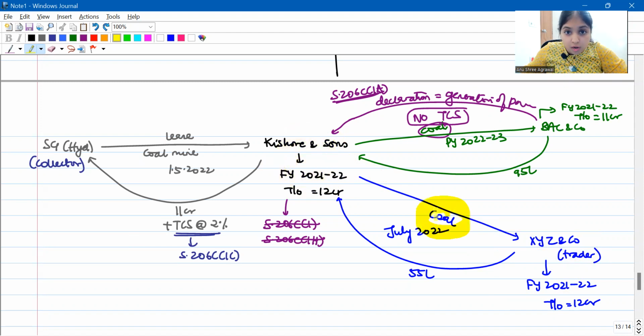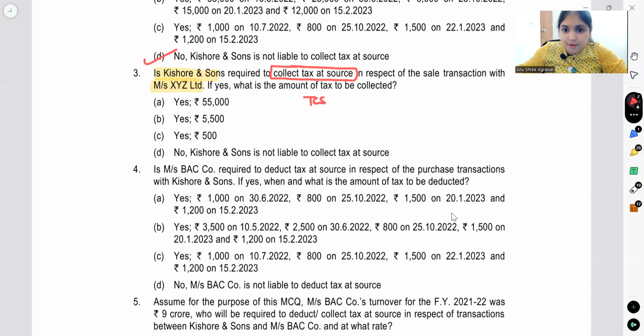Now it is coal. So which section will you think about? Coal, minerals. M for minerals, atoms. 206C1. 206C1, we have some conditions. What are the conditions? Tell me. But you understood why I'm talking about 206C1. I'm talking about section 206C1. Why?